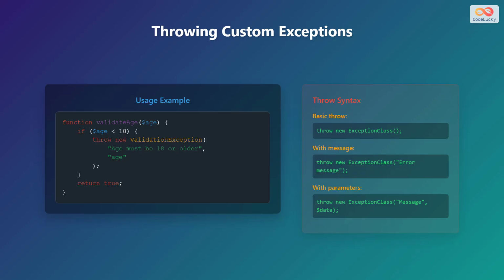When throwing an exception, you can use the basic throw syntax by creating a new instance of an exception class. You can also include a custom message or pass additional parameters to the exception constructor.